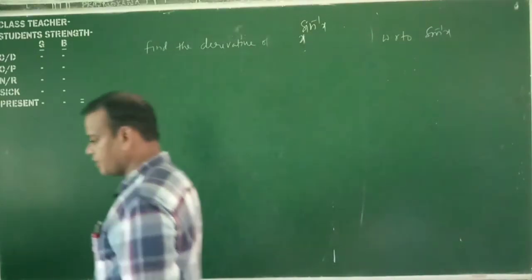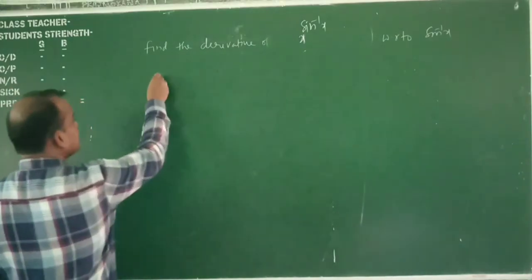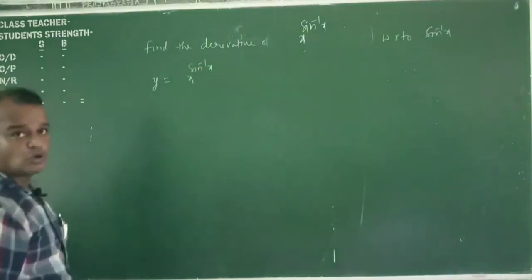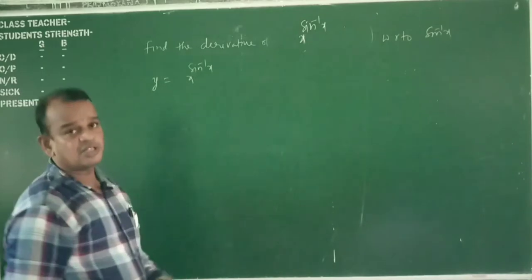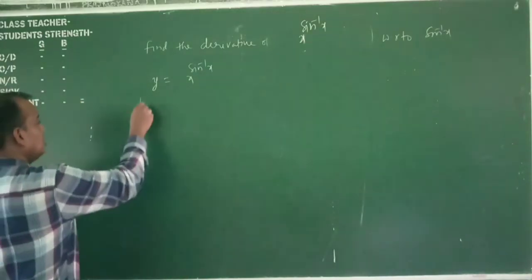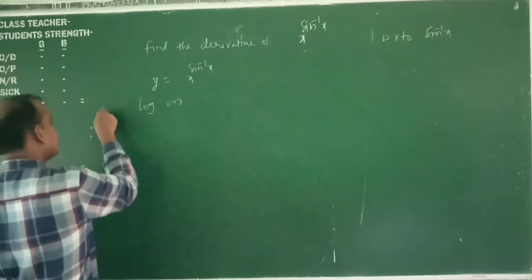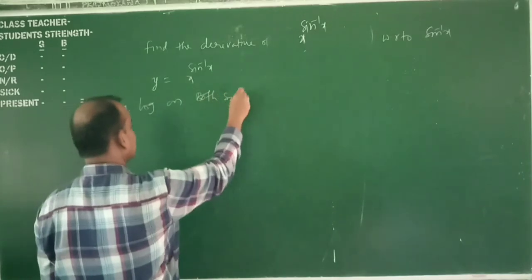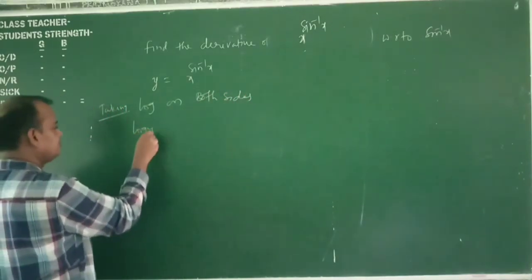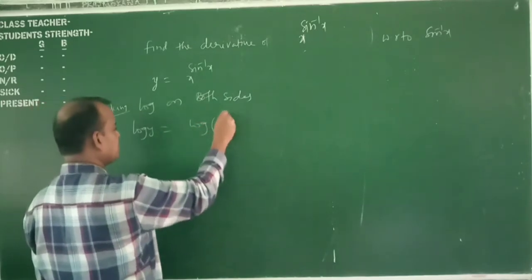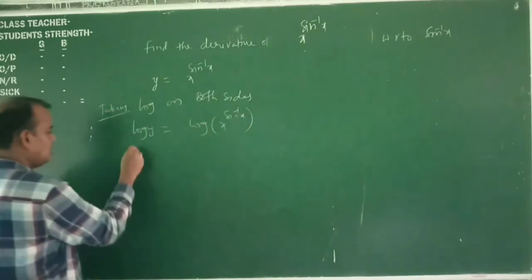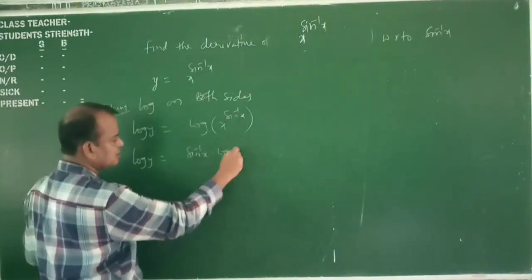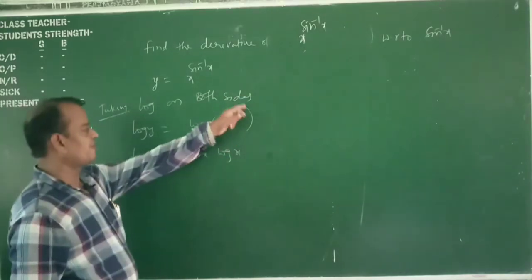Now, take y is equal to x power sin inverse of x. Taking the logarithm on both sides. Why? Because this is function power function. That's why you must take the logarithm on both sides. Log y is equal to log of x power sin inverse of x. Log y is equal to sin inverse of x into log x, using the formula log of e to the power m, m log e.